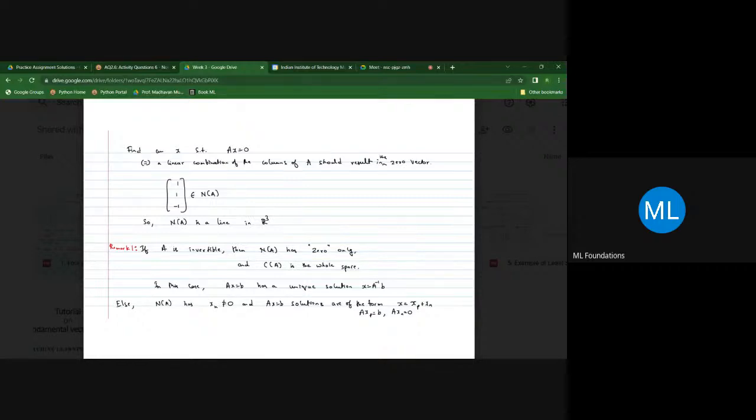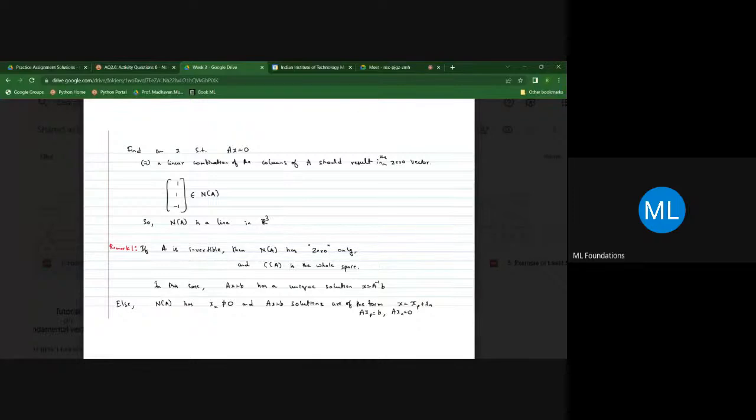So consider a 3 cross 3 matrix. If the column space of A is the whole space, what does that basically mean? The column space of A contains all three column vectors. So any R3 vector can be represented by this column space of A. And then the null space of A will not have any solution except the zero vector, 0 0 0. There won't be any other solutions for the null space of A.